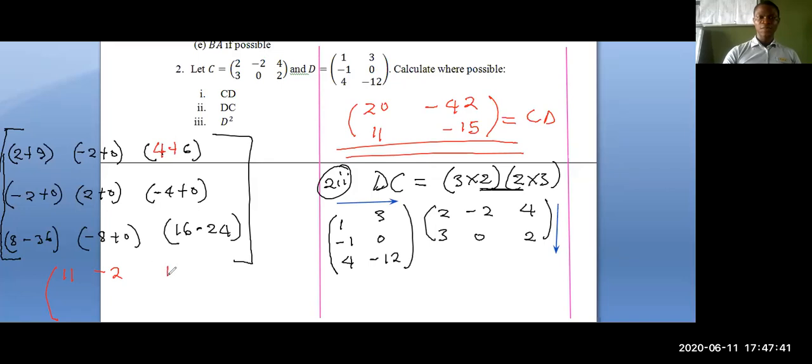So we should have 10 here. All right. And for here we have minus 2. And for here we have 2. And for here we have minus 4.